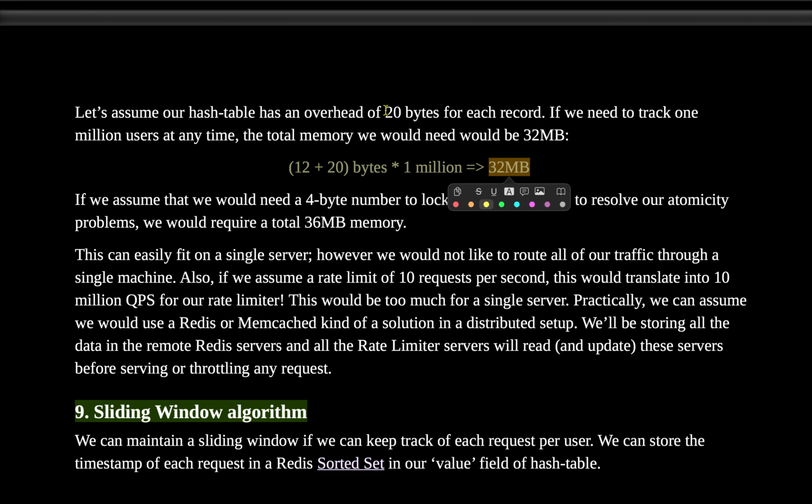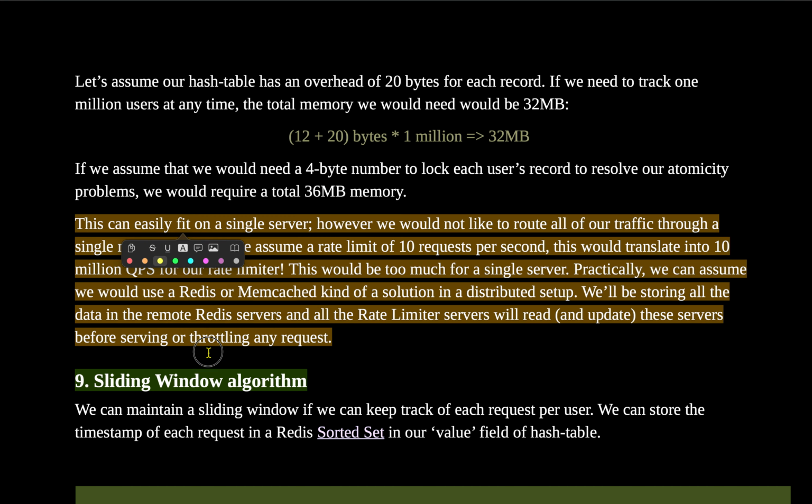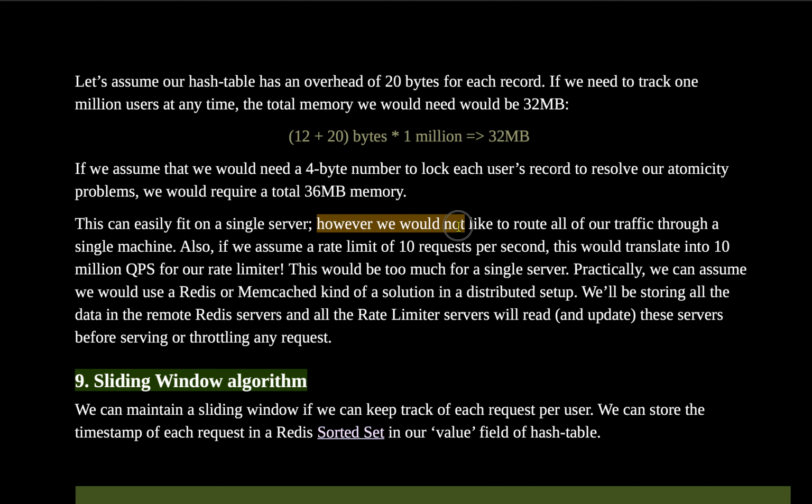So this is an internal overhead we are taking as buffer. If we assume that we would need a 4 byte number to lock each user's record to resolve our atomicity problem, we would require a total of 36 MB memory, which is okayish. This can easily fit in a single server. However, we would not like to route all of our traffic through a single machine.